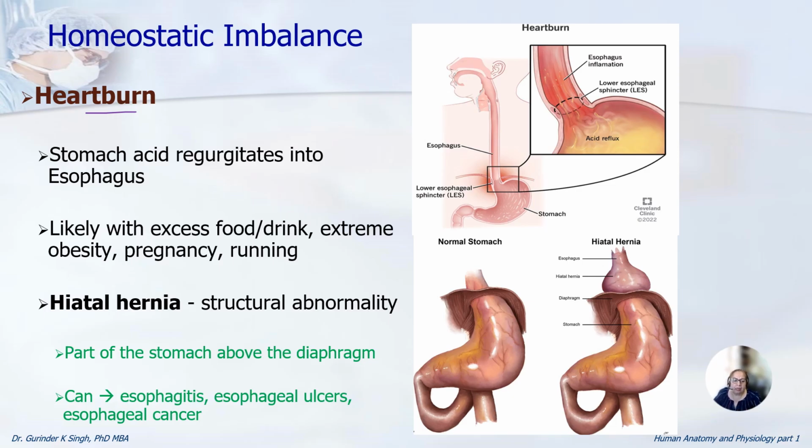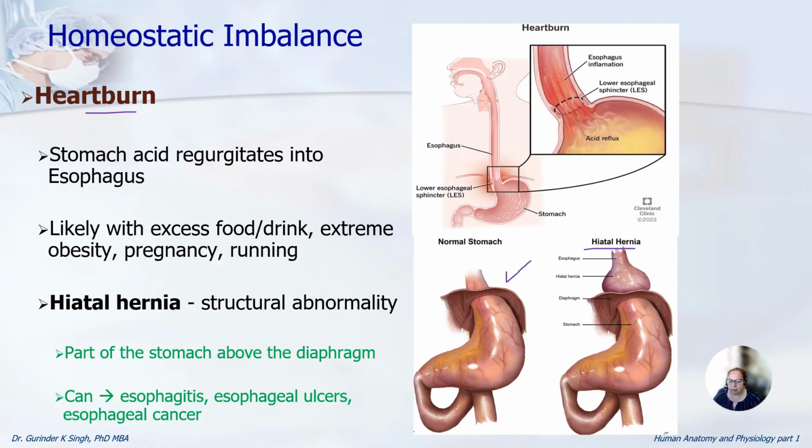Okay, so excess food, drink, extreme obesity when you have too much fat, or pregnancy, because the baby is growing and there's very little space left there. Sometimes part of the stomach comes out through the opening, the hiatus. It can come out into the chest cavity, what we also know as a hiatal hernia. So this is a structural abnormality.